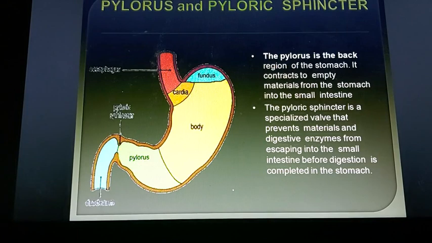Pylorus and pyloric sphincter. The pylorus is the back region of the stomach. It contracts to empty materials from the stomach into the small intestine. The pyloric sphincter is a specialized valve that prevents materials and digestive enzymes from escaping into the small intestine before digestion is completed in the stomach.